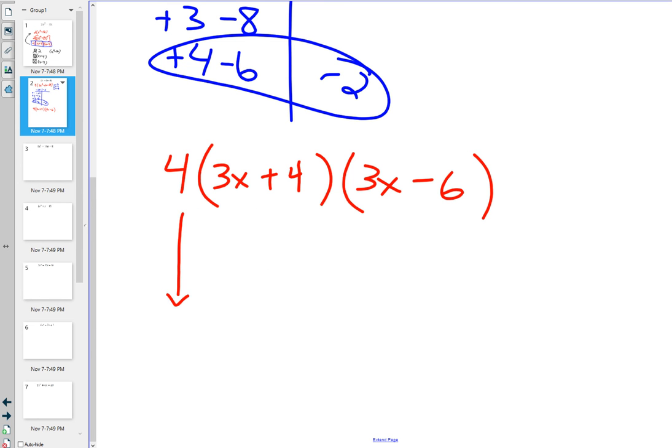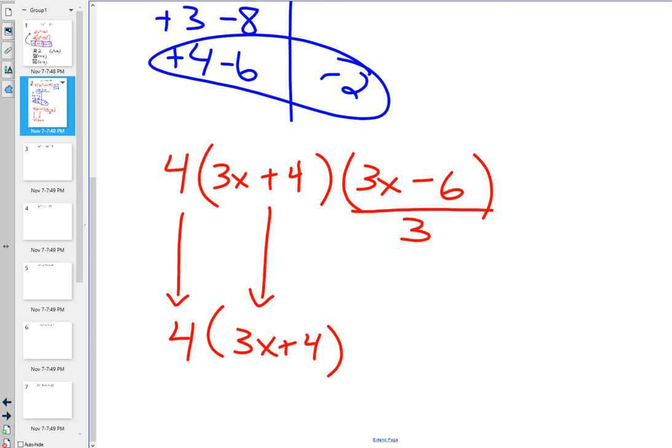I know I'm going to keep the 4. Do 3x and 4 have a common factor? No, so I'm going to keep that too. You don't have to draw arrows. It's just for visual purposes. How about 3x and 6? Yes, what can those be divided by? By 3. They can both be divided by 3, so you're expected to do so, but you're not going to do anything with that 3. Once you divide it out, you just throw it away. Keep the 4, keep the 3x plus 4. 3x divided by 3 is x, -6 divided by 3 is -2, and now we're done.